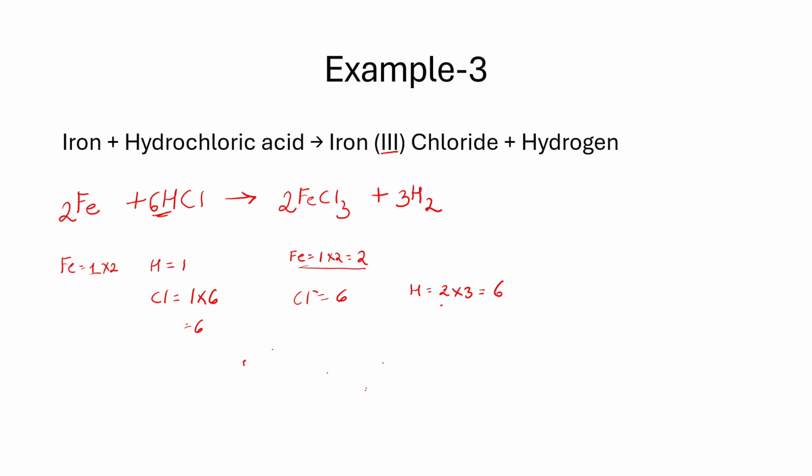So the balanced chemical equation becomes 2Fe plus 6HCl gives 2FeCl3 plus 3H2. By the way, I just wanted to make one thing clear. This is a hypothetical chemical reaction. In reality, when iron reacts with hydrochloric acid, it makes iron 2 chloride instead of iron 3 chloride. But I just wanted to give you a sense of a more complex chemical equation. That's why I came up with this example.